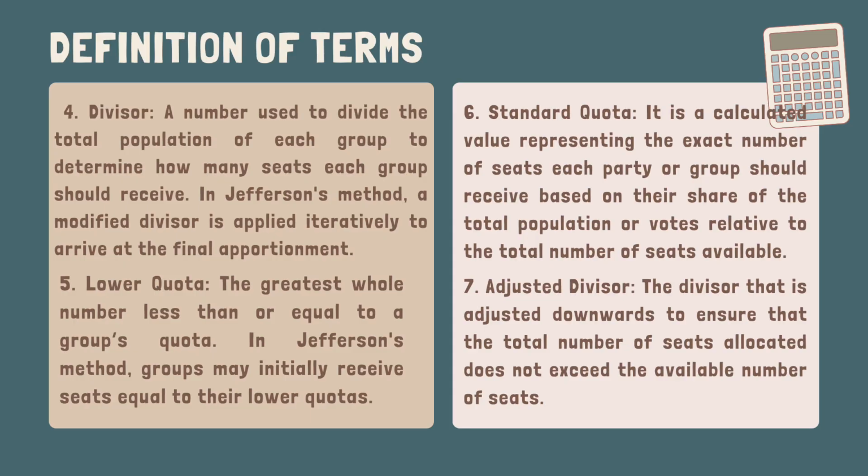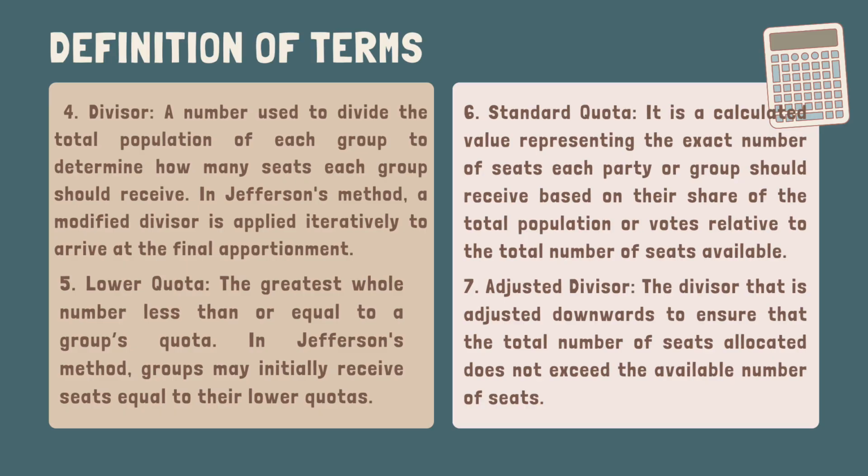Now, for number five, we have the lower quota. It is the greatest whole number less than or equal to a group's quota, and in Jefferson's method, groups may initially receive seats equal to their lower quotas. And for number six, we have the adjusted divisor. It is the divisor that is adjusted downwards to ensure that the total number of seats allocated does not exceed the available number of seats.